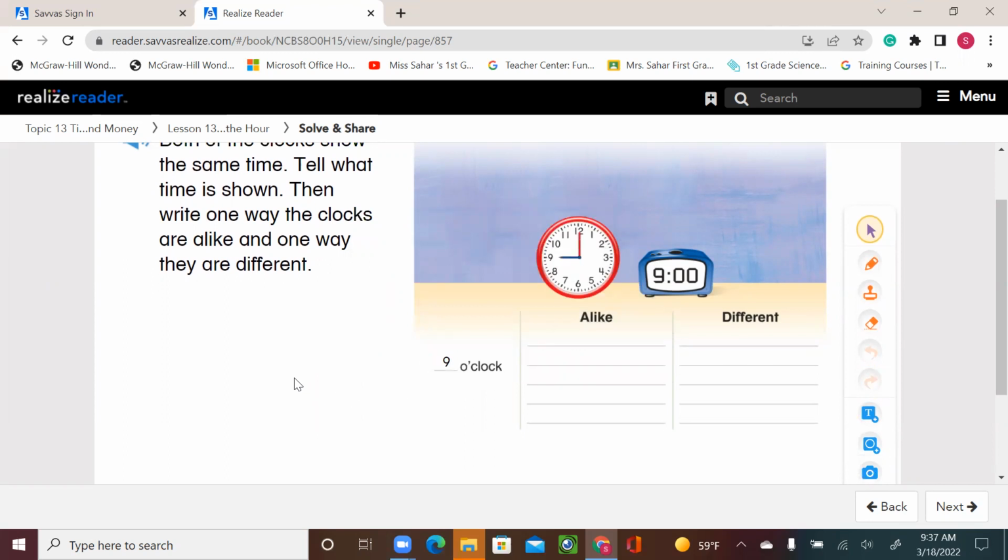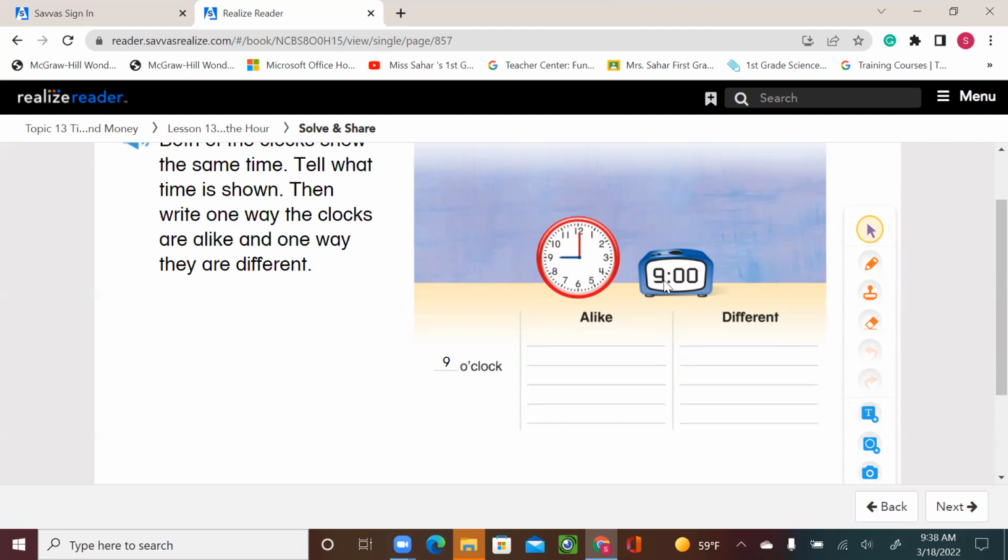All right. So we can say that both show the same time. They're alike and they're different. We can say also that both have numbers. So that's why they are both alike. They both have numbers. I see from number 1 all the way to 12.